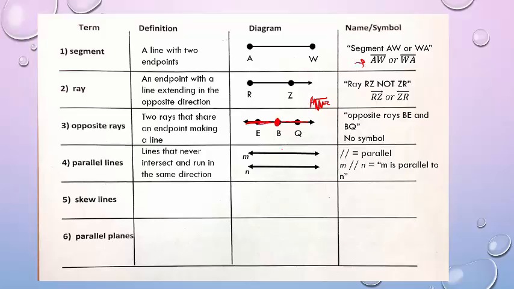Sometimes we'll also see arrows on the lines. Those indicate lines are parallel. We will review that later in the year though.